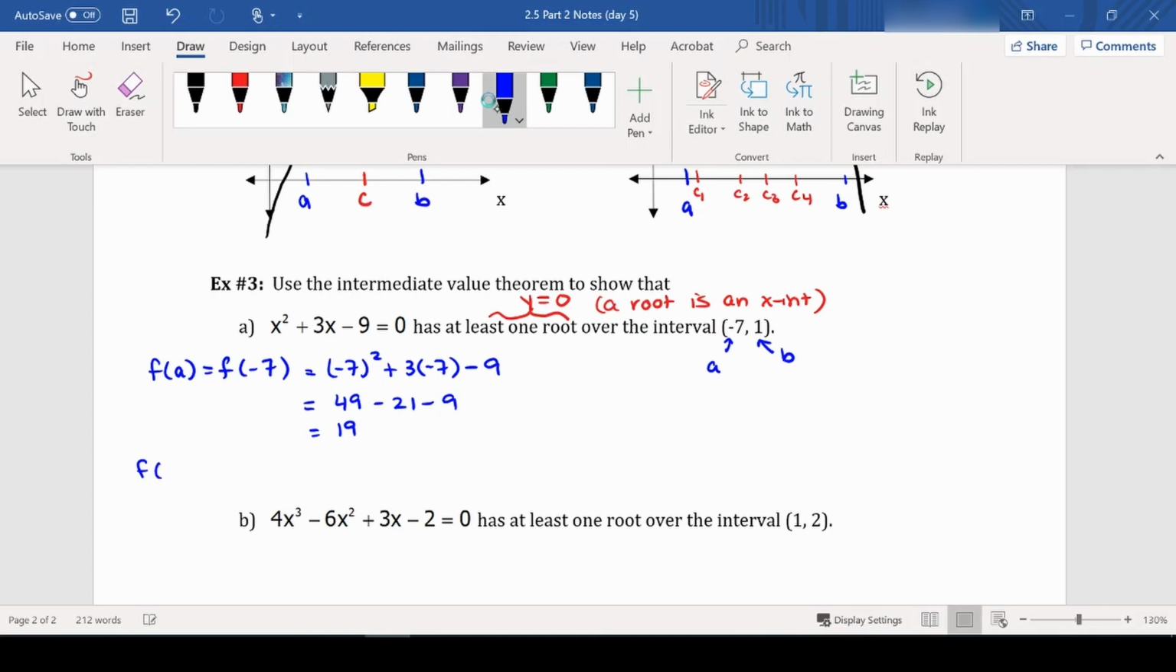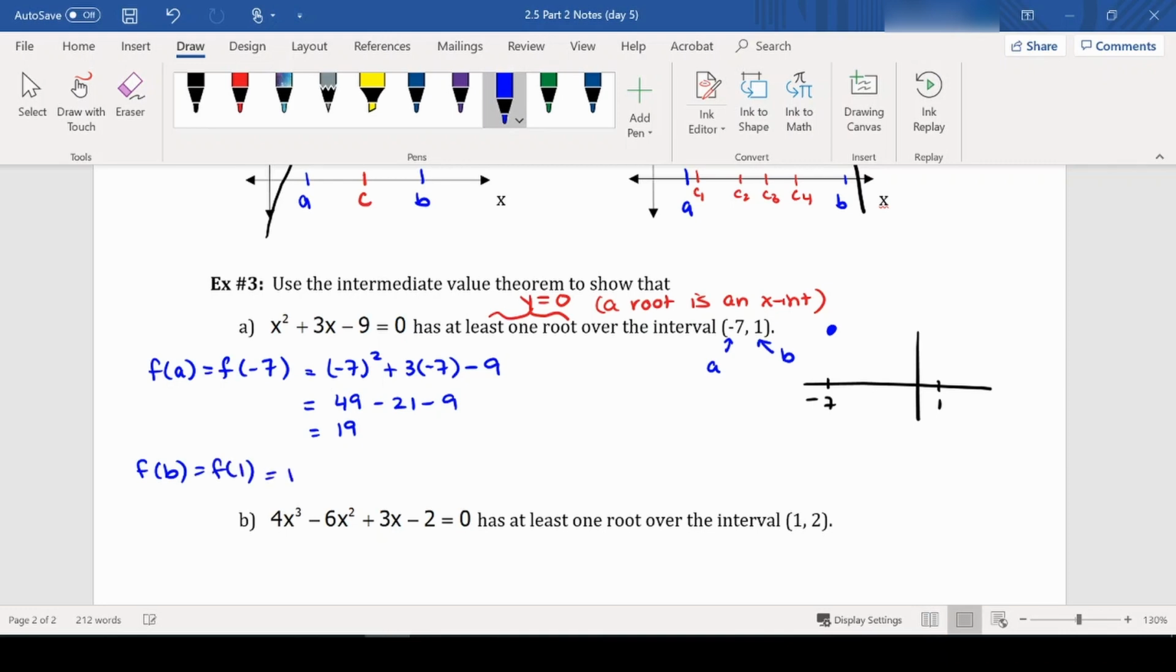Okay, f of b, therefore we need a negative number here because f of a was positive. And what this means is, this is 1, this is -7, this means we're starting up here somewhere, really high up. So the only way we know we're going to cross the x-axis is if we end up down here. It's the only way we can guarantee this. Right? So f of b would be f of 1.